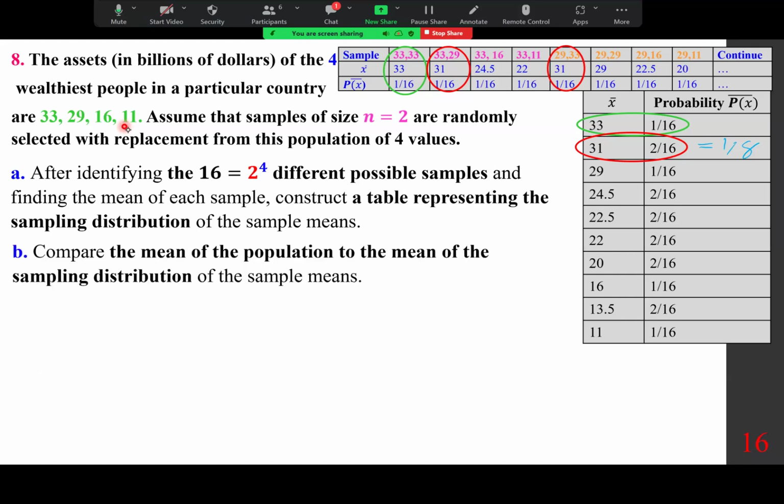Now here's the important thing. Compare the mean of the population to the mean of the sampling distribution. The mean of the population, it's very simple. Add them up, divide by size, which is 4. Mu equals summation of x over N. Pay attention to the notation. Mu, the Greek letter, and capital N for the population. Add them up, divide by 4. $22.25 billion is the average.